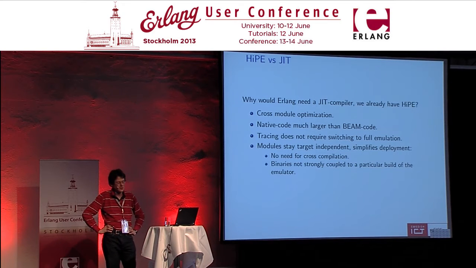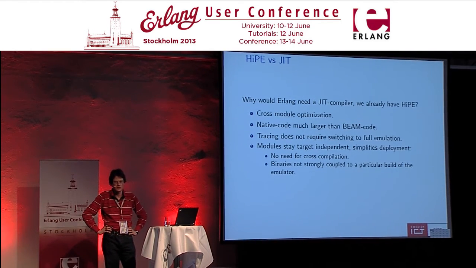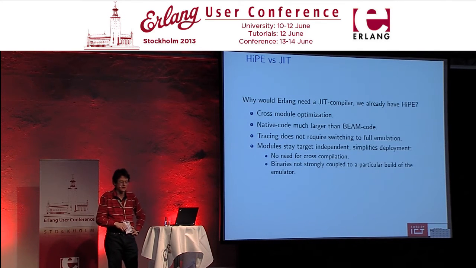A JIT will automatically give us cross-module optimization. We have a potential of saving memory, as native code tends to be much larger than the corresponding BEAM code. Also, if you're doing tracing as part of debugging, you will, if you're using HiPE, have to switch to completely interpreting your code, or at least modules. And if you have a JIT, you could instead just let the JIT compile the tracing version of your code.